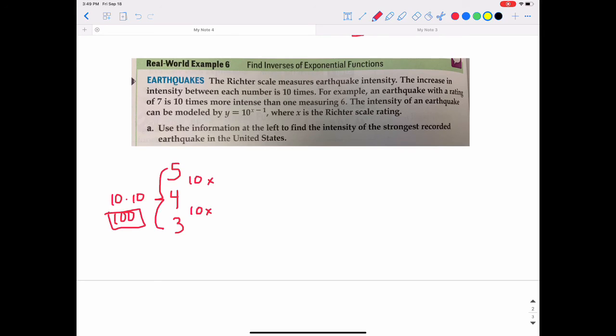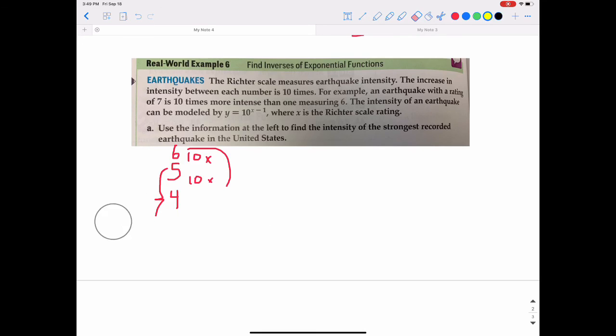And if you continue on, if you went to a Richter scale 6, that's 10 times more powerful than a 5. So when you compare a 6 to a 3, that's actually 1,000 times more powerful. So that's how the Richter scale works.